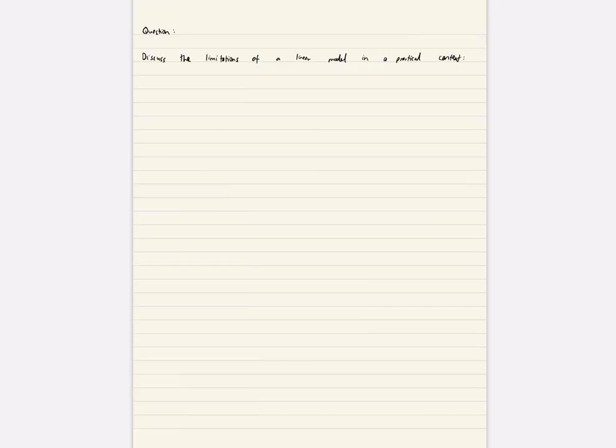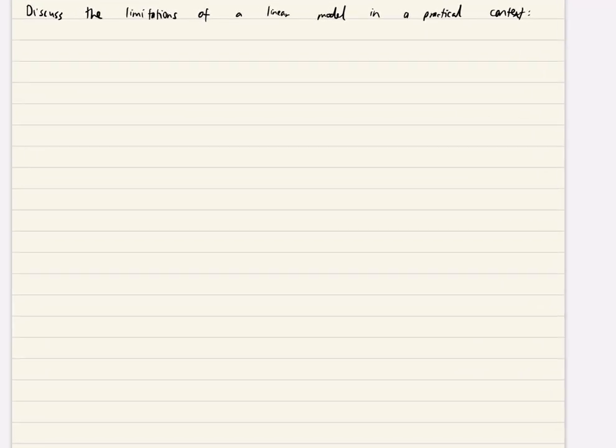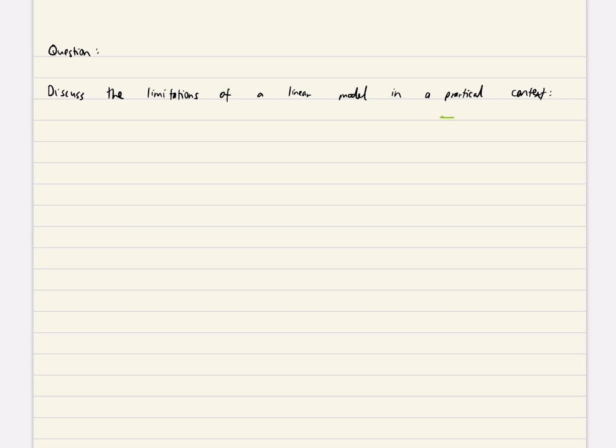Okay, and finally, the last question is to discuss some limitations of linear models in a practical context, which is, again, one of your dot points. So I'm just going to list a few big ones here. So one is that linear models can oversimplify complex non-linear relationships. So for example, linear relationships may assume a relationship is linear and therefore provide a linear model when it's not.